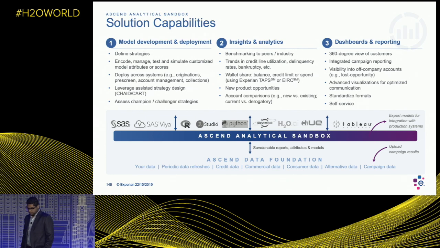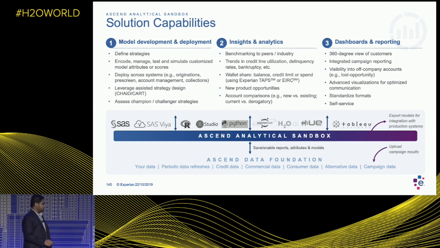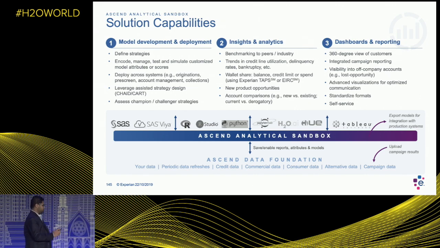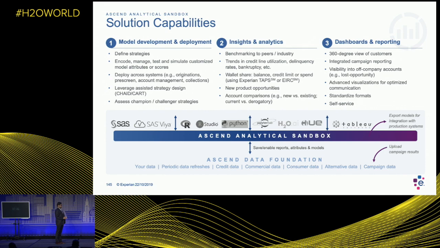So this is just an overview of what I just talked about. One thing I would like to highlight in this slide is the visual. I think that's one of the most important aspects of this slide. So basically, the Ascend Analytical Sandbox is like an interface, and I'll show how it looks in just a second. And through that you can access the entire Experian data that is out there. It could be for credit, for commercial, for business, and whatnot.